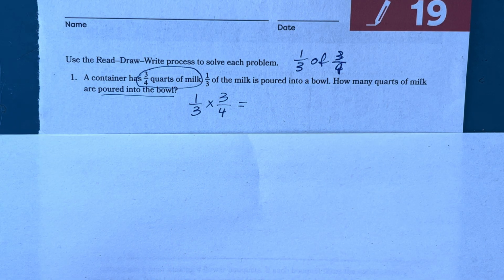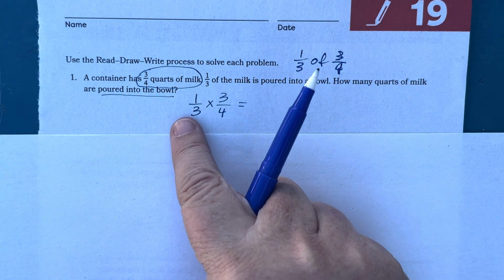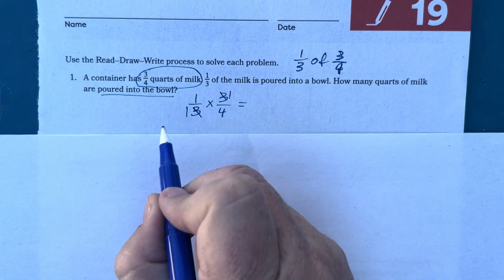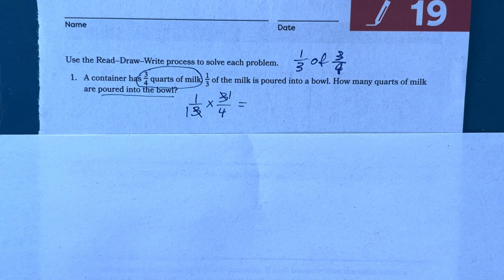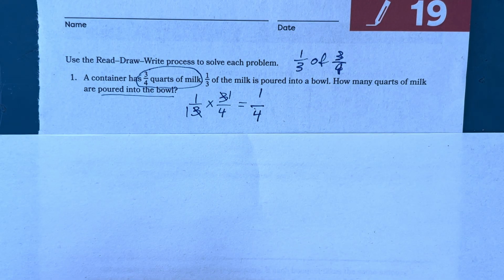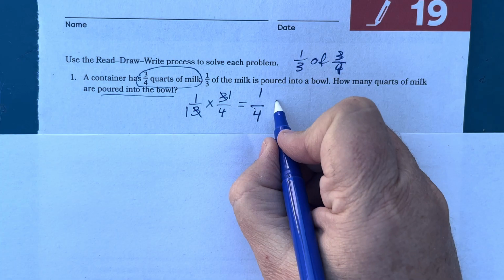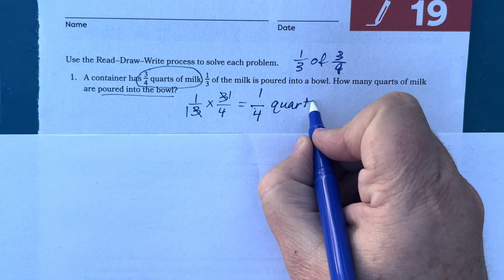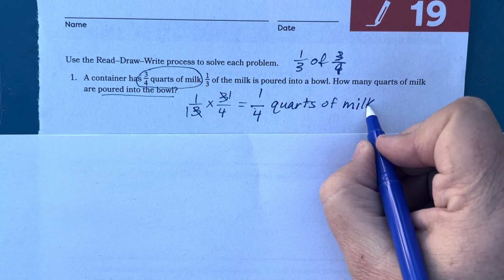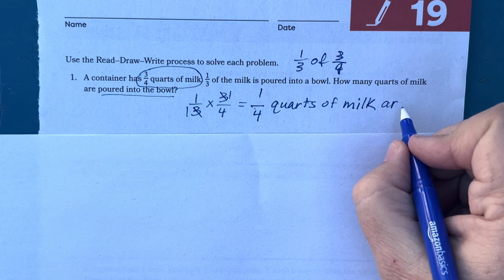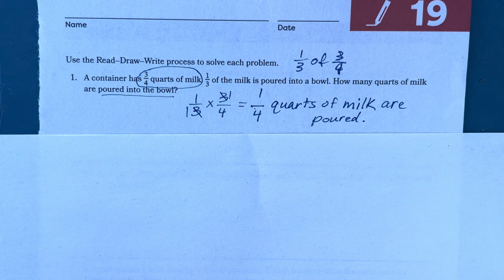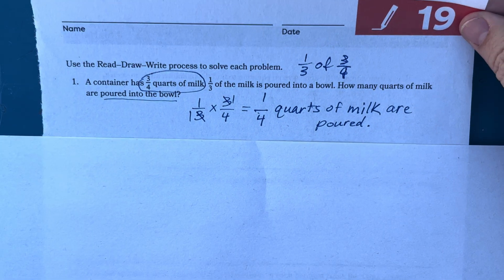Oh, but I'm not going to do that. Before I do that, I'm going to remember I can cross cancel. I can cross cancel these. And then I have my simplified answer. And I see that 1 times 1 is 1. And 1 times 4 is 4. So our answer is 1/4. And then we're going to use words because it's a word problem. 1/4 quarts of milk are poured. Okay, so there we go. We have our first problem down.